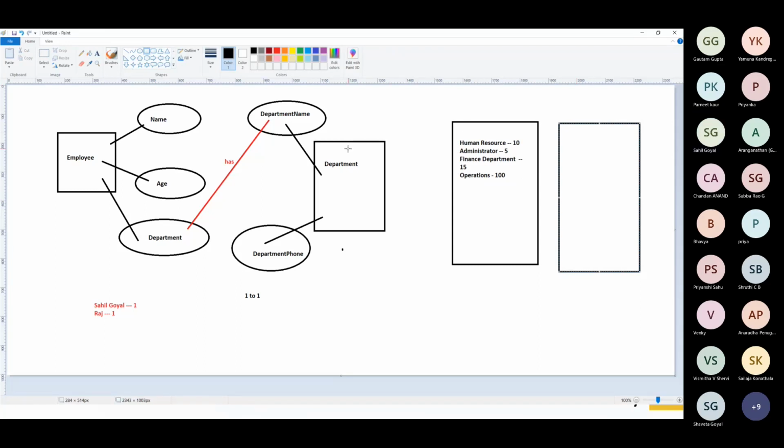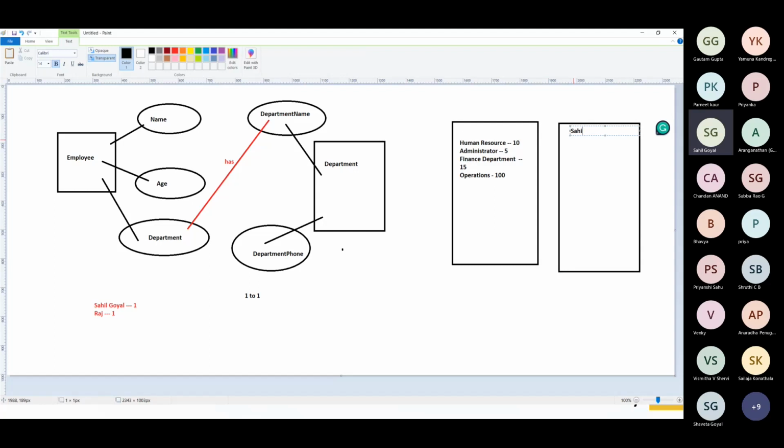employee table, let's say the employee name is Sahil, then we have Raj, Amit, Sumit, Suresh, Ramesh, etc. So Sahil belongs to the finance department, Raj belongs to the admin department, Amit belongs to finance, Sumit belongs to HR, Suresh also belongs to HR, Ramesh belongs to operations. So this showcases that each employee individually is linked to one department only, but the same department can be linked to multiple employees.